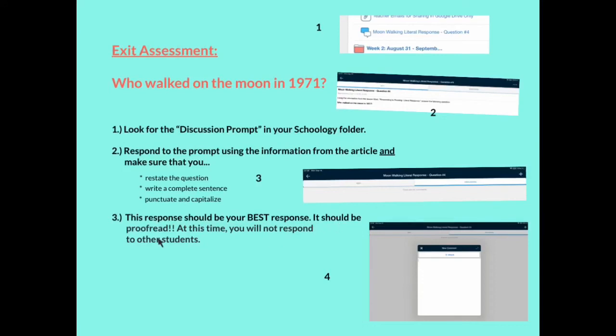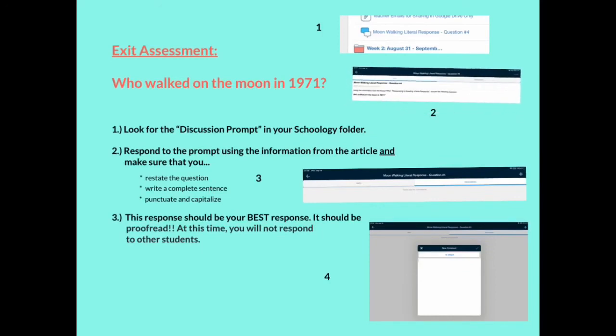It should be proofread. Before you send it, proofread it like you saw me model for you. I always go back and reread my answer so that I know that it is going to be a good answer. At this time, you will not respond to other students. So although this is a discussion format, we are not looking for you to do any discussion. We are only looking for your response.